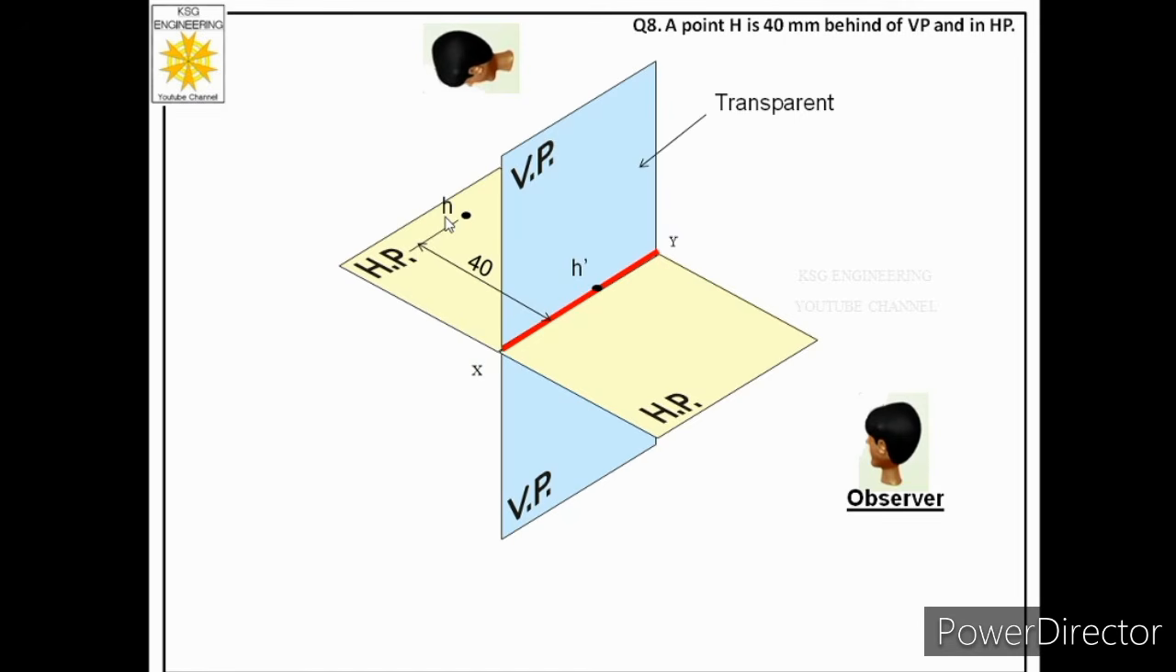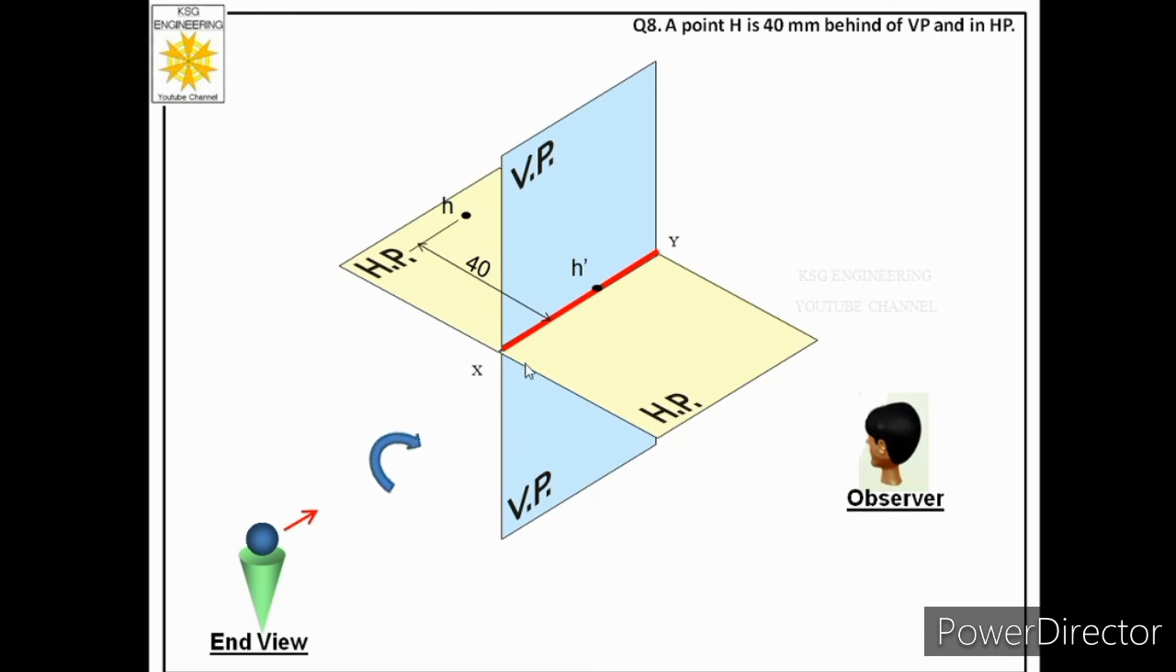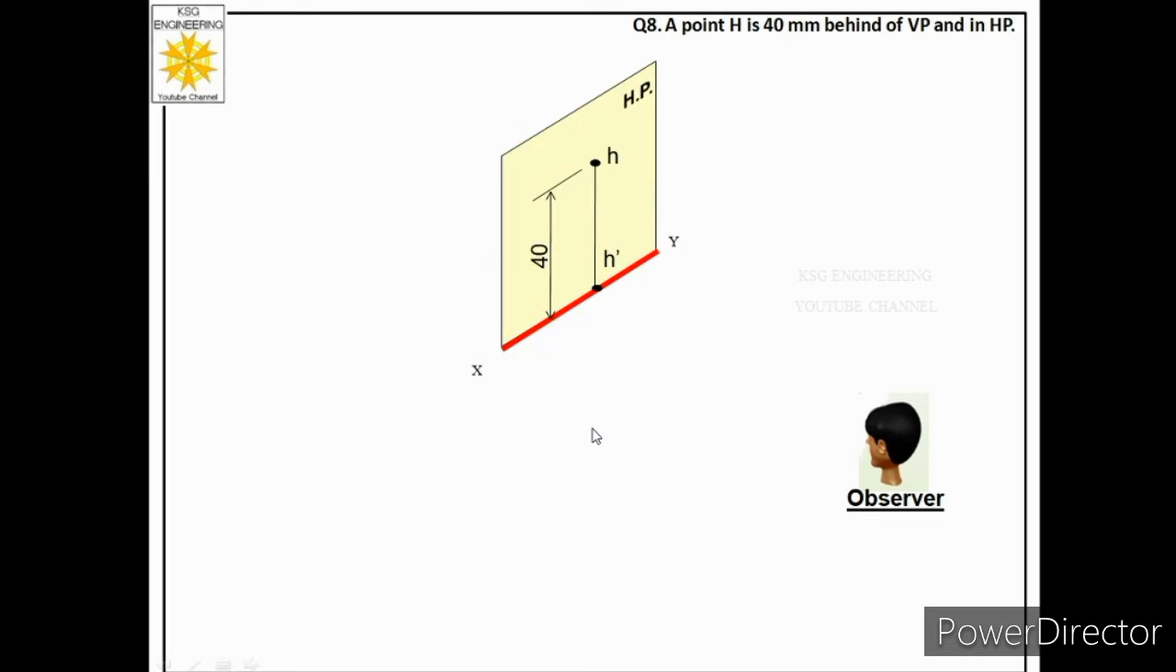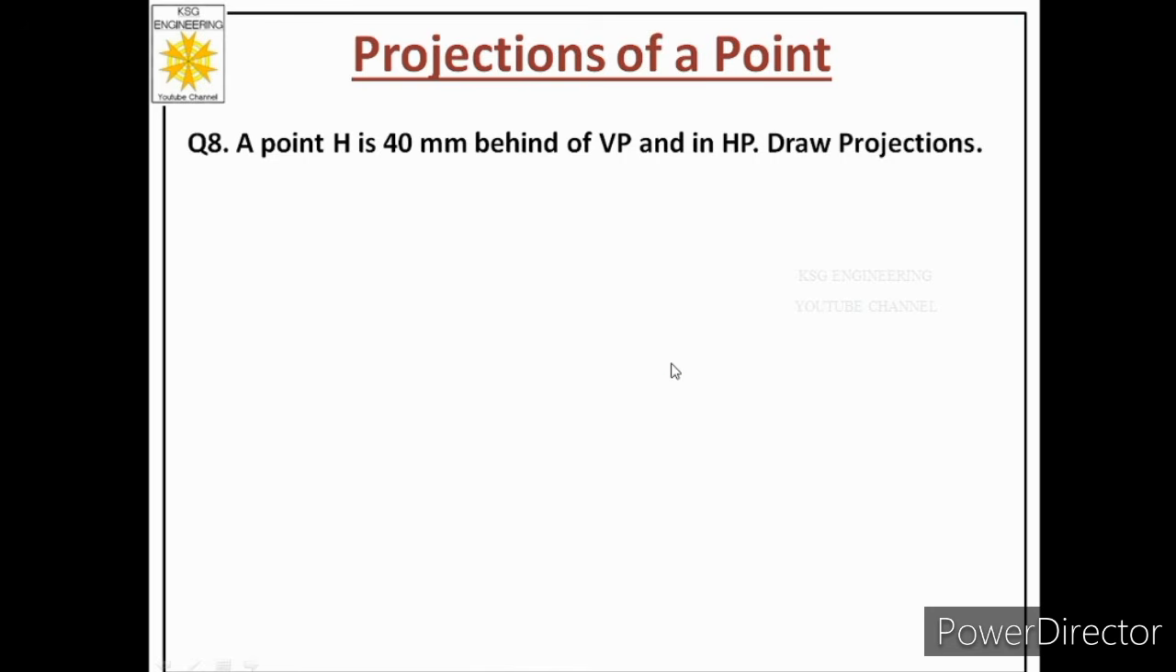Now again, a very interesting point we have to understand: the point is in HP. Which part of HP? Behind part. So we'll consider only this part of HP. So we will ignore VP and this part of HP. Now we know that HP always rotates in clockwise direction. So when this part of HP will rotate in clockwise direction, it will move up. It means final representation will be that we will draw a reference line and above space will be considered as HP. Let us understand how we can solve this case on paper.